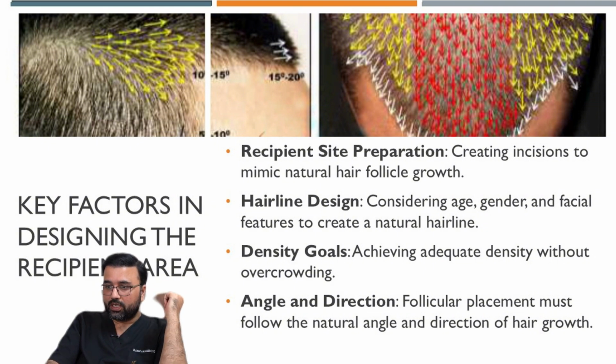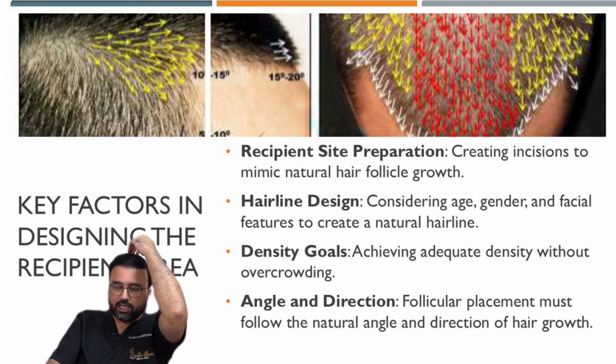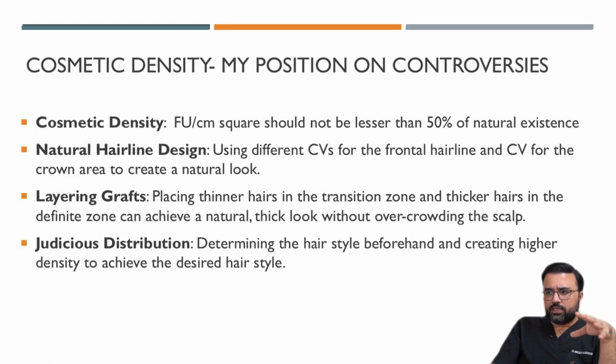This is from the book, that 15 to 20 degrees is the angle at the frontal hairline. Then at the side there is a very obtuse angle at the temporals, and a little bit of a 45-degree angle in the middle. Then for the cosmetic density, there are many controversies. My position on cosmetic density is that the follicular units per centimeter square should not be lesser than 50% of the natural existence. Like when we have a patient donor area, we see there are 75 or 70 grafts per centimeter square naturally. So I consider that lesser than 35 is not acceptable.